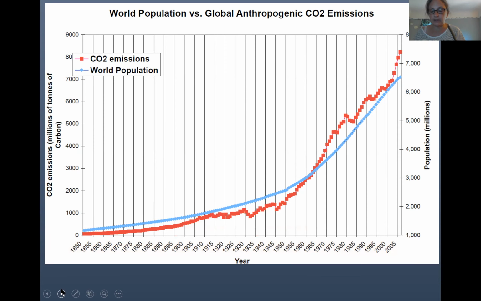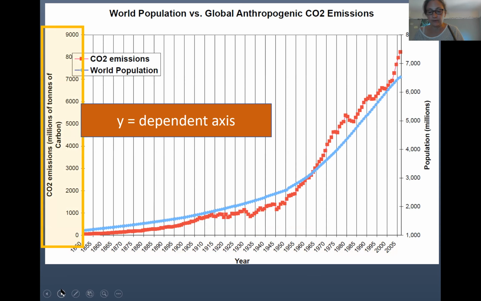What we see here is that carbon dioxide emissions are growing at a faster rate than population, which can be very informative and begs additional questions like why? The y-axis is the dependent axis. Here, that doesn't make a lot of sense because our x-axis is time.